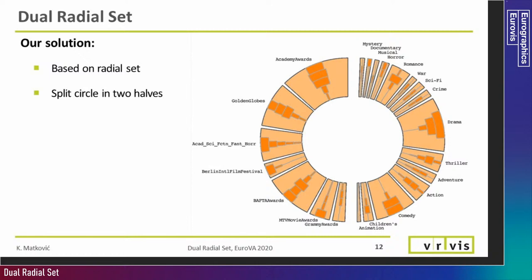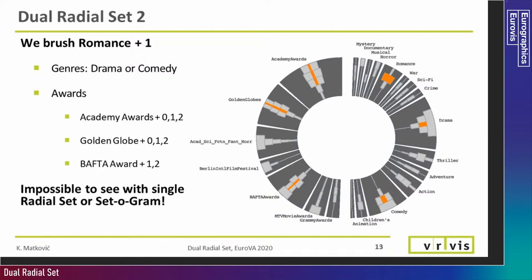So, if we select Romance plus one, we can see this plus one is either drama or comedy. And now we can see which awards these Romance plus one movies get. So we can see they get Academy Awards, either alone or plus one, plus two, Golden Globes, either alone, plus one, plus two, and BAFTA Awards, never alone. So this is something which we could not see from a single view. So if we have Romance, plus two, plus one, this one is either drama or comedy, and for awards, it's never BAFTA alone, but it comes together with Golden Globes and Academy Awards, which can also come alone.